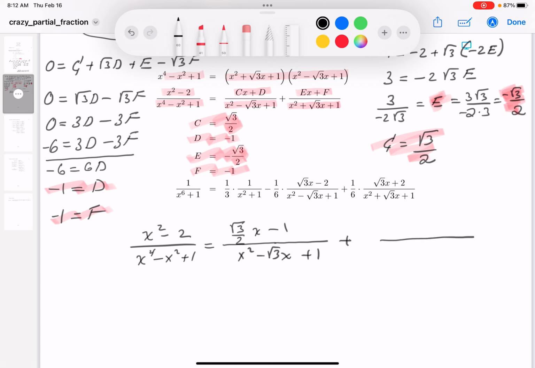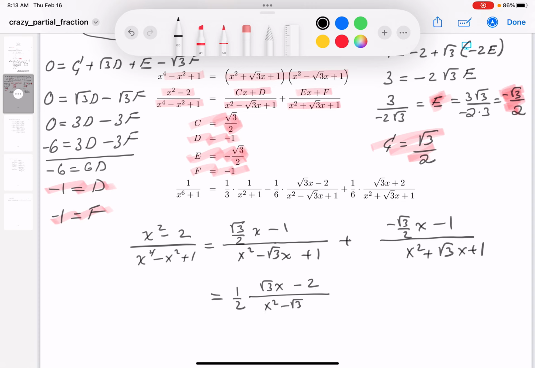Let's put this down now. What was the E? That was minus root 3 over 2, x minus 1 over x squared plus root 3x plus 1. I don't like the way that's written, so I'm going to factor out, let's see, what I'm going to factor out from the top. Root 3 over 2. You know what? I'm not going to factor that. I'll leave the root 3 there. I'm going to factor out a half from the top. And what are you left with? Let's see, root 3x, and that would be minus 2 now, over x squared minus root 3x plus 1.